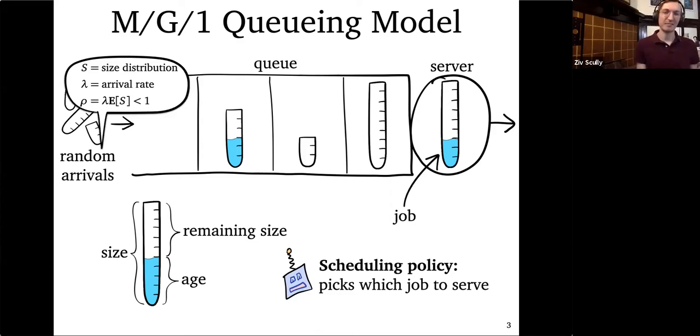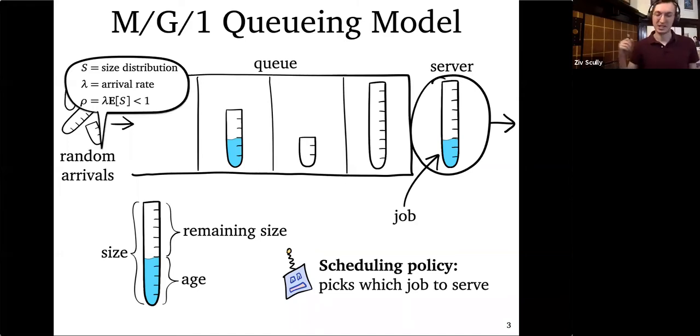Specifically, M means that you have a Poisson process of arrivals. That corresponds to the lambda. G means you have a general size distribution. That corresponds to the S. So yeah, you're totally right that you might want to write this as lambda S1 or something like that. MG1 is just what the queuing theorists write. So good question. So we've got this MG1 queuing model.